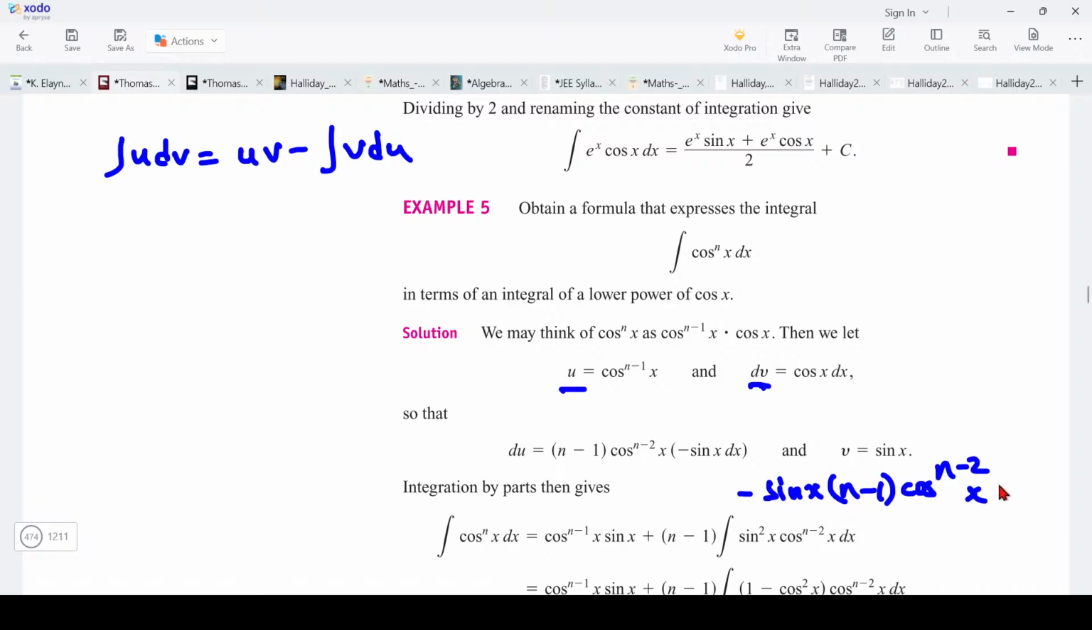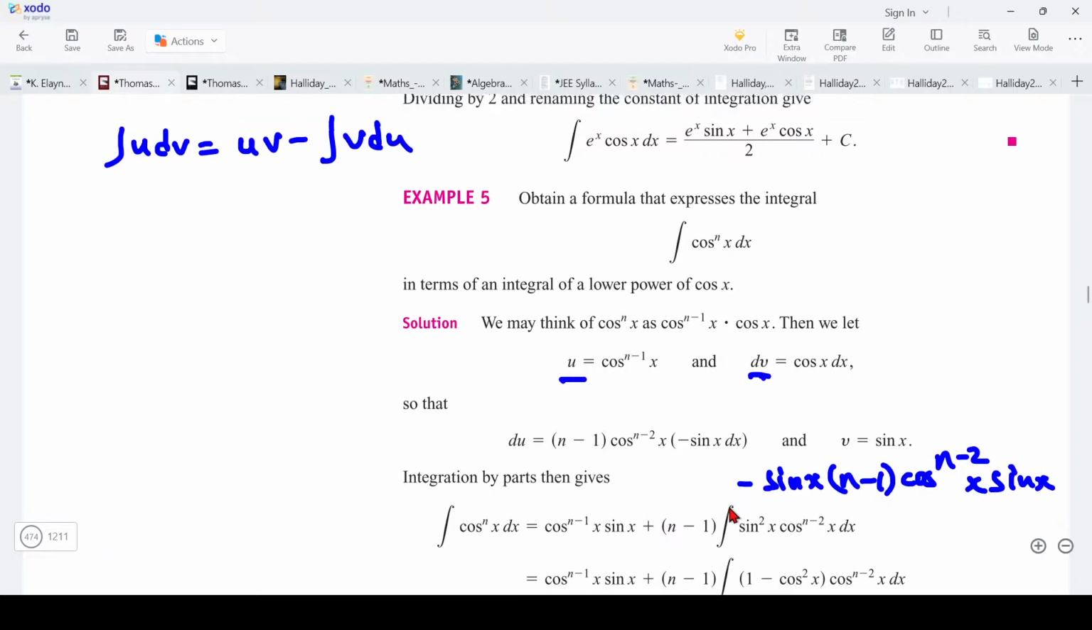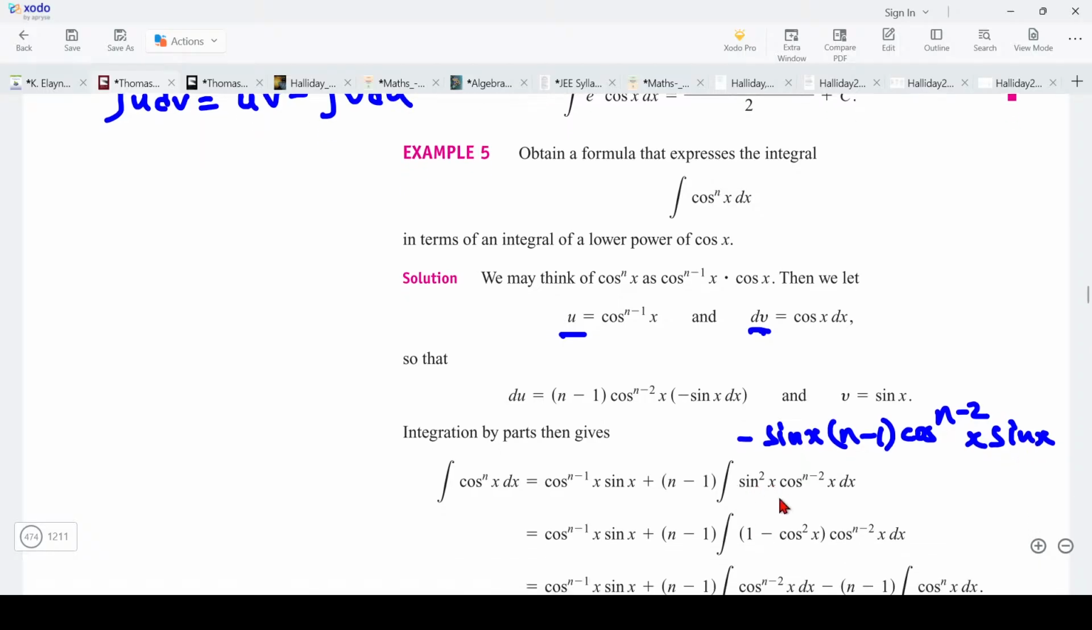So we'll bring this minus, into minus sin x. Sin x and sin x will become sin square x. Because there is a minus here, this minus of minus will become plus. So what has this become? (n minus 1) into integral of sin square x cos power (n minus 2) x dx. Agreed? Till this, is it clear?